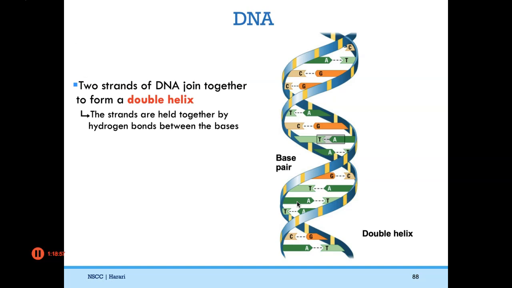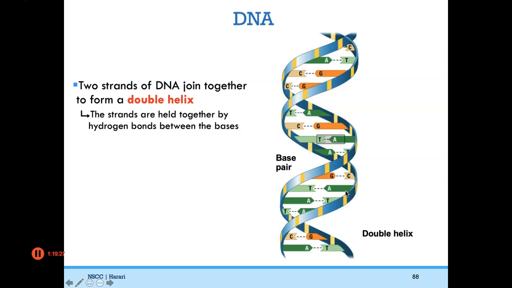DNA is most stable in the form of a double helix. In fact, DNA is stored as a double helix because it's most stable. A double helix is two strands of DNA that are held together by hydrogen bonds. And remember, hydrogen bonds are very weak, so you need a lot of hydrogen bonds. Each of these pairs makes 2 to 3 hydrogen bonds with each other. So it's two separate strands held together at their bases.